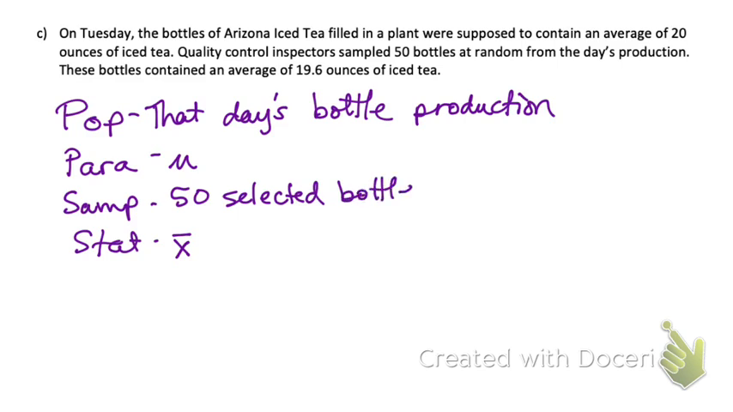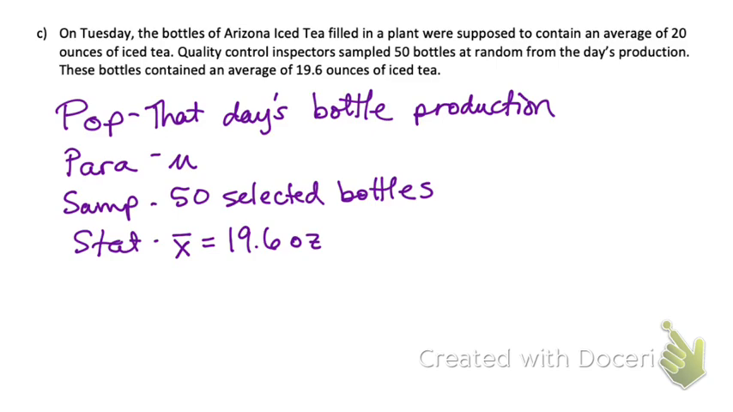Now there's one more thing we do know. We know the X bar. We know the mean of the sample. What is the mean of the sample? Now, there's not a problem, but what's that 20 about? That's what it's supposed to be. But when we took our sample, we only got 19.6 on average.